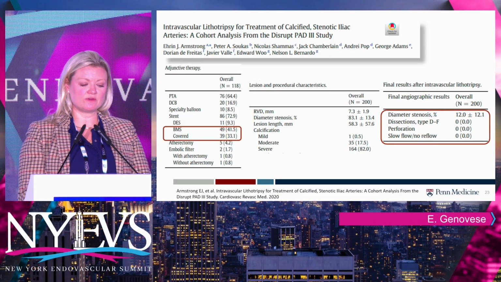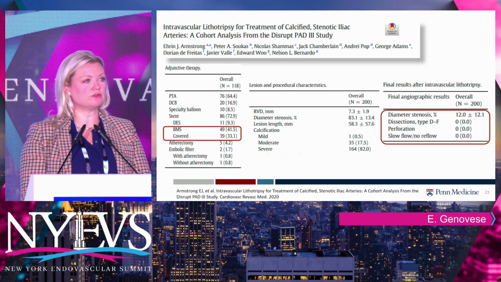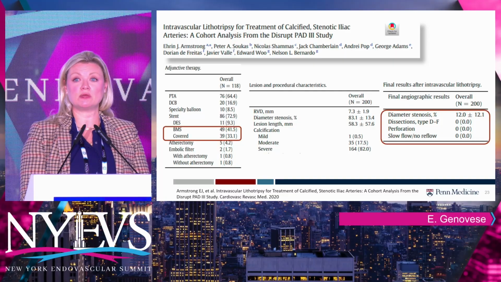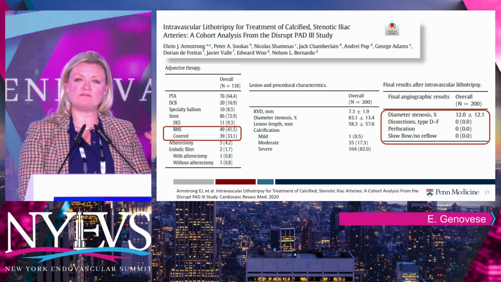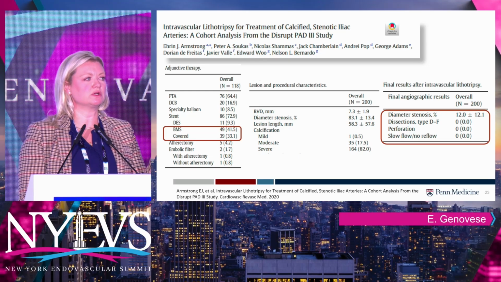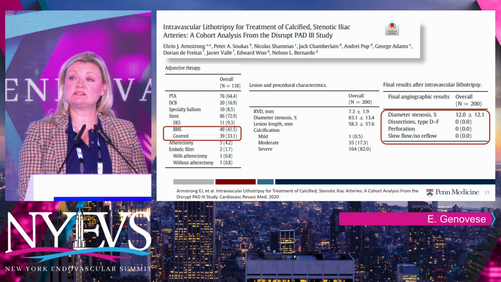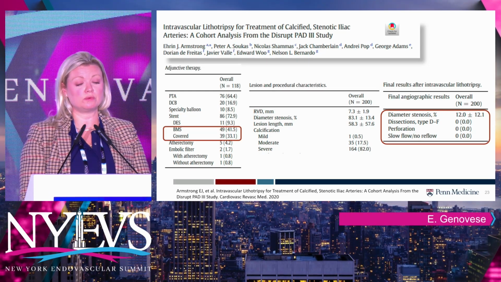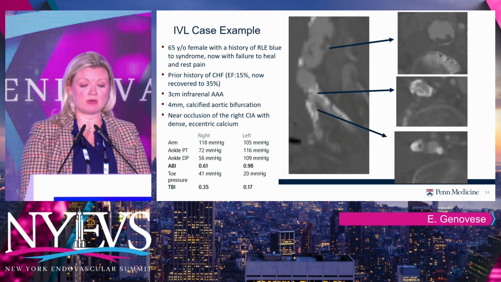And what you can see from a sub-analysis of the Disrupt PAD III trial, looking specifically at aorto-iliac treatments, is that a fair amount of stenting was used, but the rates of perforation and dissections were exceedingly low, demonstrating that this is a safe adjunctive technique we can use when we're reconstructing this kind of tenuous patient population.